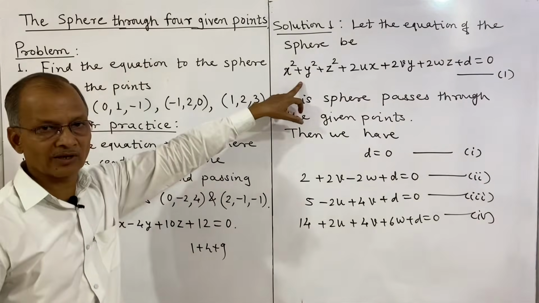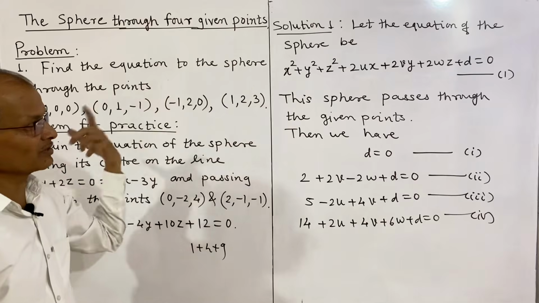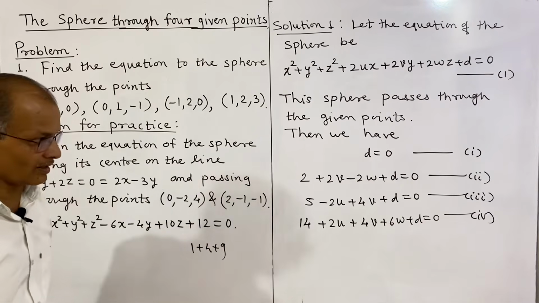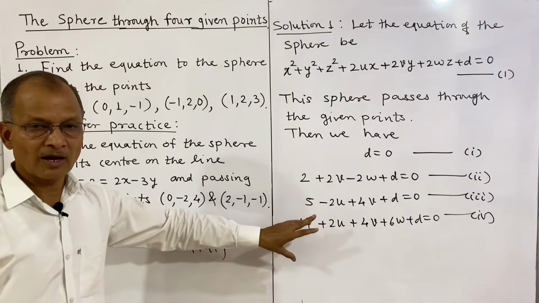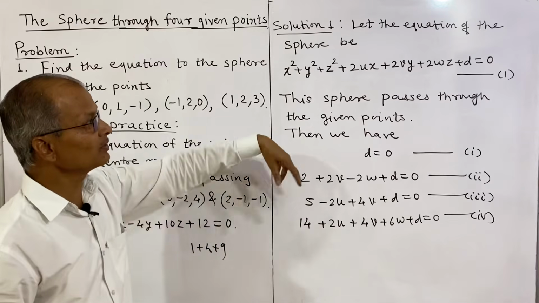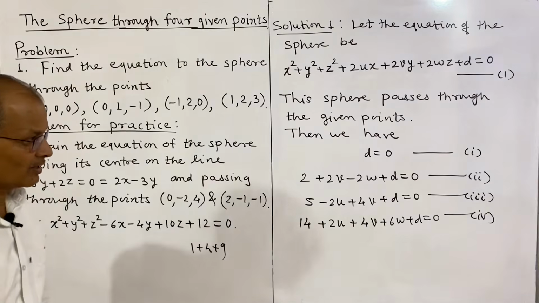So that is the method that we are using. Assume the equation in general form, and because these are the points on the sphere, their coordinates must satisfy the equation of the sphere, and we get these relations. Now we have to solve these four relations in four unknowns and obtain the values of u, v, w and d, and substitute these values again in equation 1. That will be the required equation of the sphere.